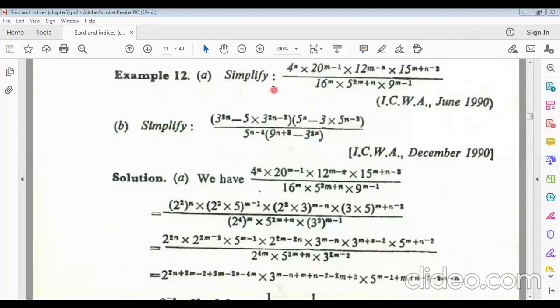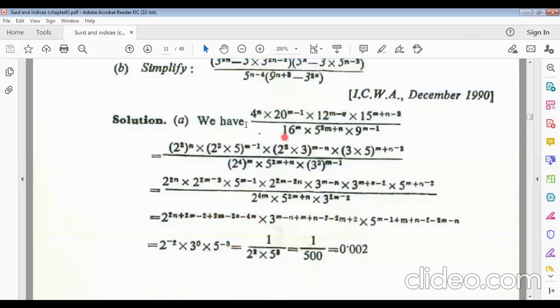Okay, example 12, simplify. There are two problems. 4 to the power n multiply 2 to the power 20 to the power m minus 1, 12 to the power m minus n, multiply 15 to the power m plus n minus 2, over 16 to the power m, 5 to the power twice m plus n, 9 to the power m minus 1. For the first part, we have to simplify this. This is actually in D by L form.